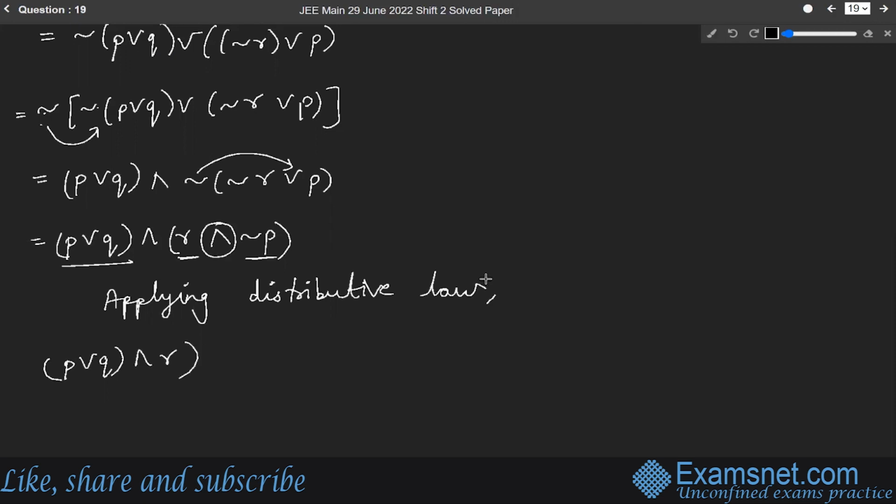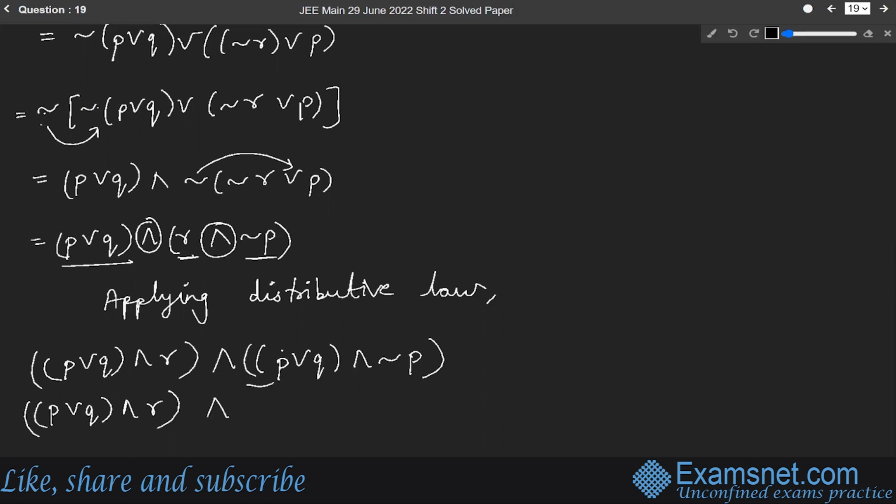So this is the first term. Now we have to take P or Q with negation of P. So P or Q and negation of P. All right. You can see that both the signs are and. So first we have to take P or Q and with R, and then we have to take P or Q and with negation of P, right? So we have applied the distributive law here. So this will be P or Q and R, all right? Then we have and. Now this expression will actually be equal to negation of P. Because it is P or Q and negation of P, this expression is equal to negation of P.